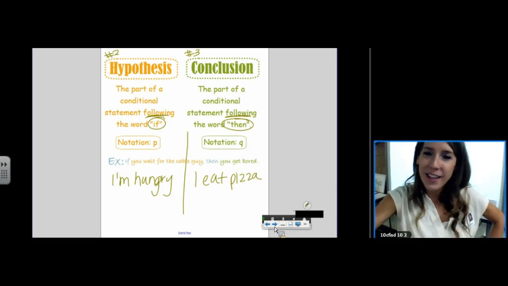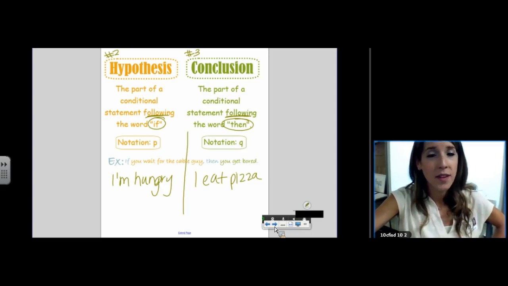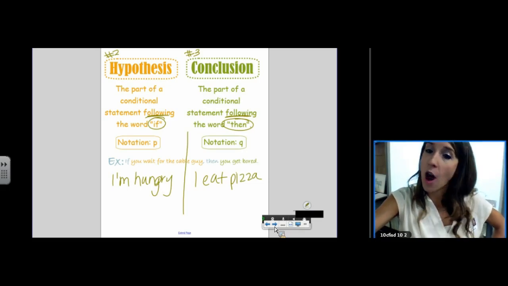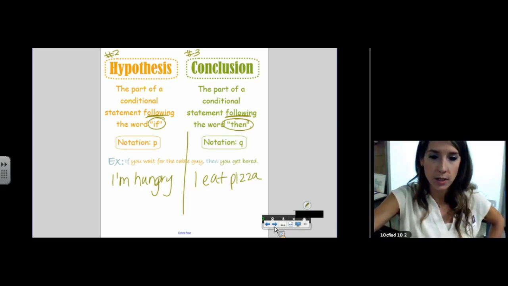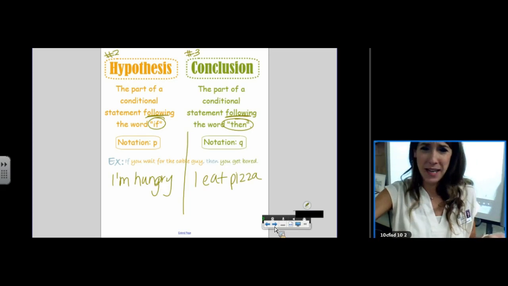So you can break your conditional down into 2 parts. From the example in the video, the hypothesis was you wait for the cable guy, and the conclusion was you get bored. The if and the then are not part of the hypothesis and the conclusion. Yes, the notation will always be P and Q. Why didn't they choose H and C? Hypothesis and conclusion. Come on, right?